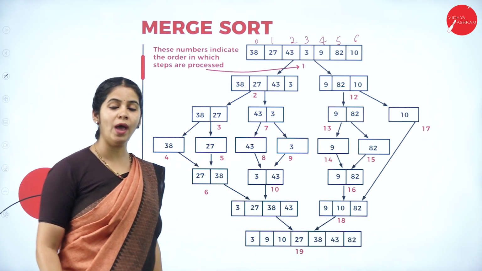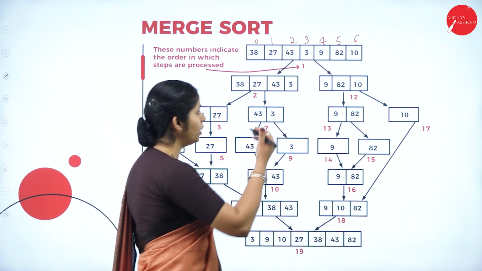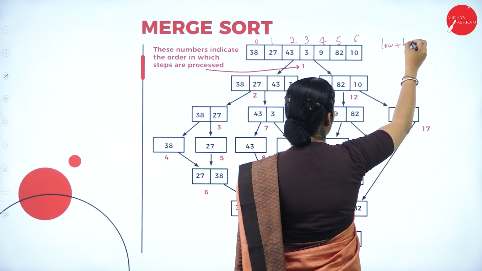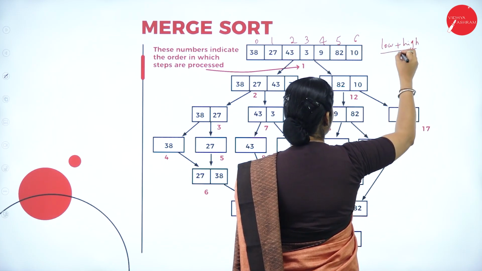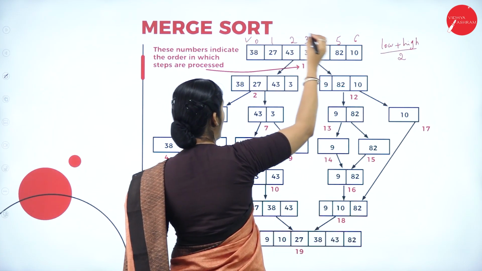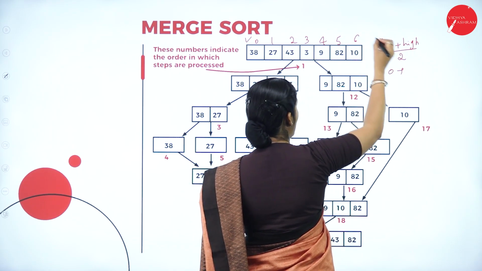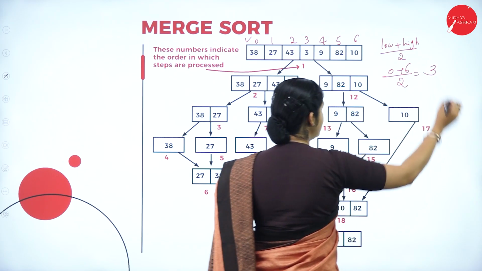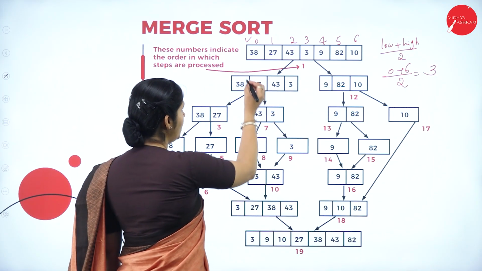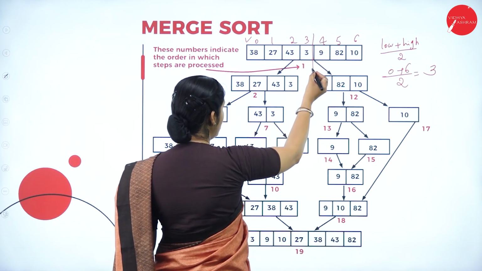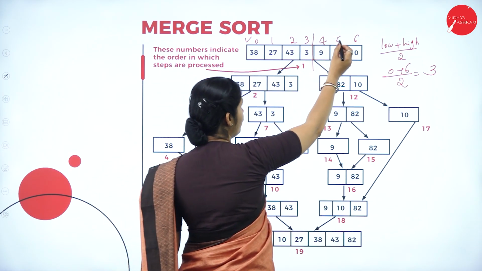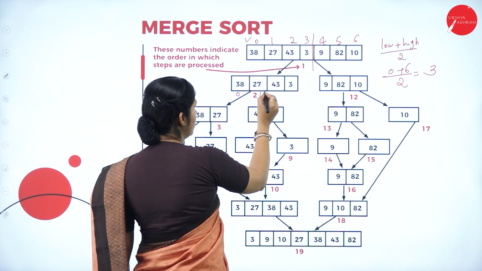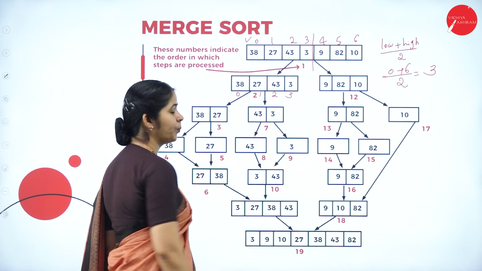First, what do we have to do? We have to find the mid value. How are we going to find the mid value? Low plus high divided by 2, right? What is my low value? Low value is 0, plus what is my high value? 6, divided by 2. I am going to get the value as 3. So we are dividing the array till 3 as the first half, and 4, 5, 6 will be in the second half.